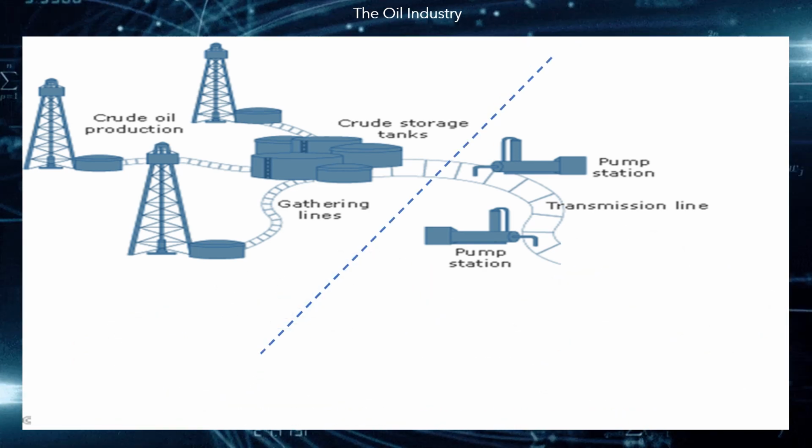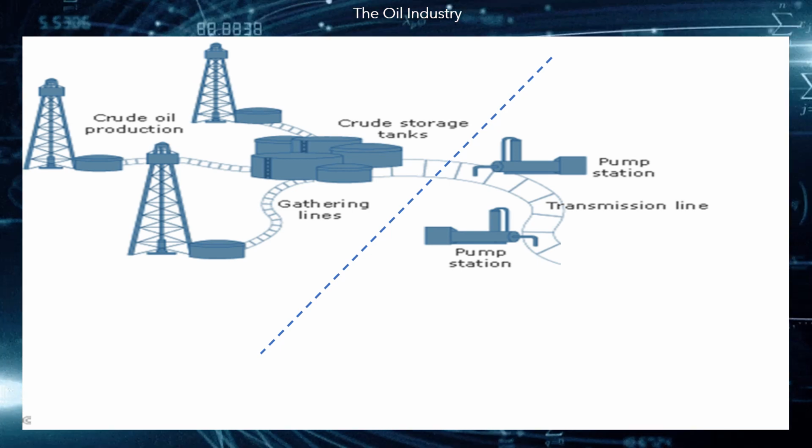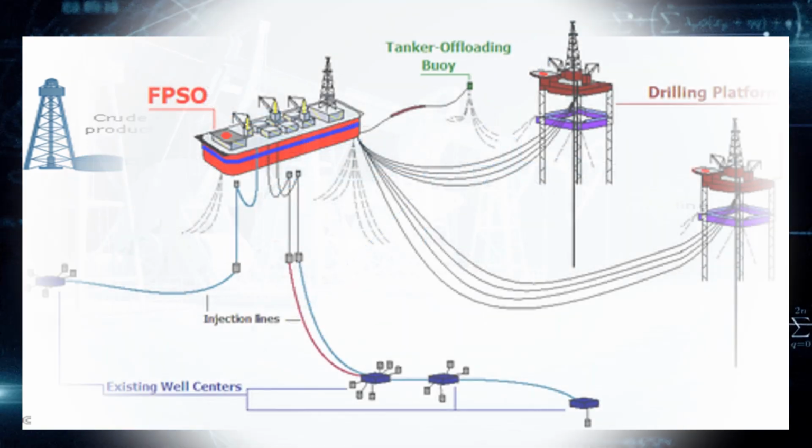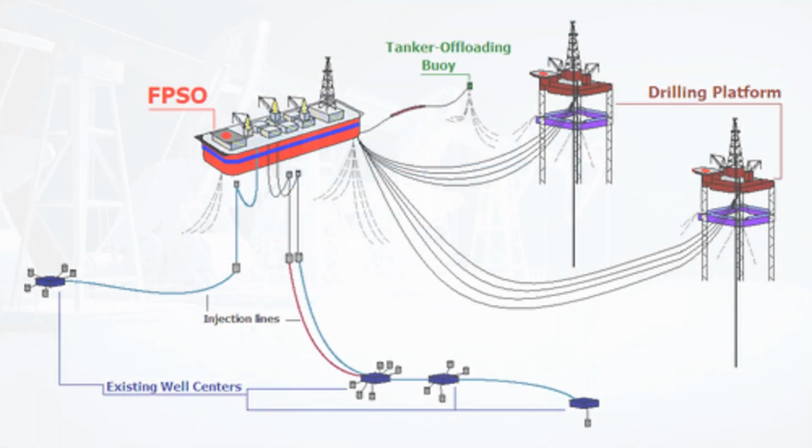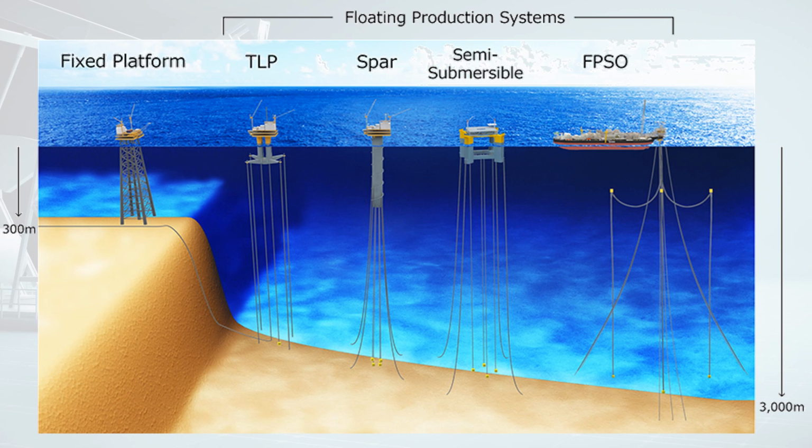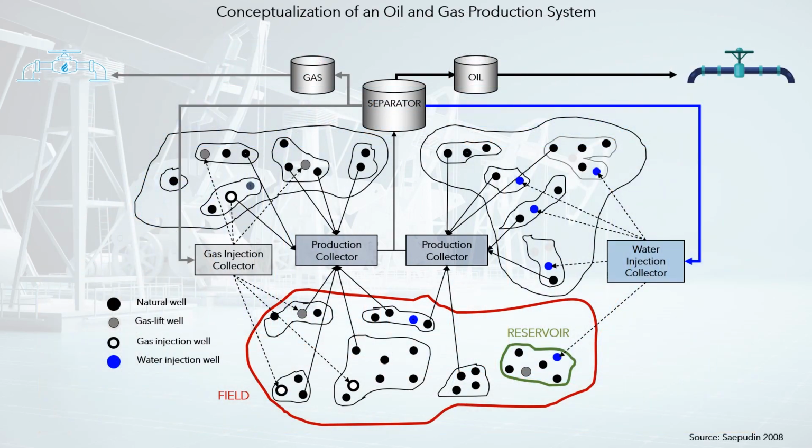The models concentrate on the upstream of the supply chain of petroleum products. The image presents an example of the production and exploration infrastructure that can be included in an optimization model. In the case of offshore production, modeling can differentiate multiple types of platforms, such as fixed platform, TLP, spar, semi-submersible, and FPSO. The conceptualization of the field can be done based on the following principles.